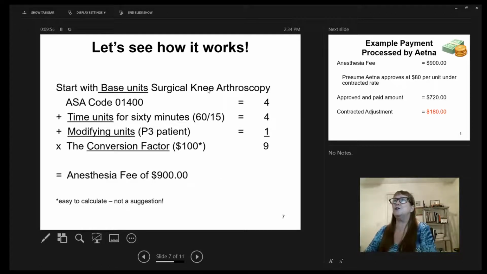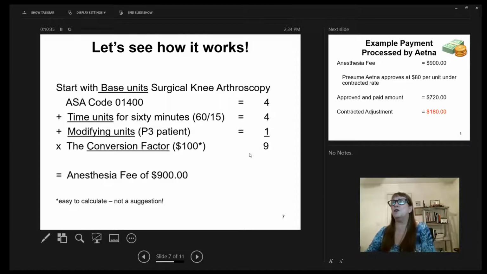So we're going to do a surgical knee arthroscopy with our anesthesia code that gives us 4 base units. We're going to round it to a nice, interesting 1 hour, and we're going to use the 15-minute time increments. So there are 4 15-minute intervals in an hour. We're going to add those two together, and the patient has a systemic disease, so we're going to include a P3 modifier, and we're going to have a total of 9 units. 4 for our base, 4 for our time, 1 for the P3. And if the patient was 72 years old, you would be adding another one on here.